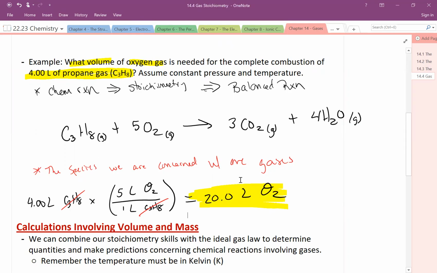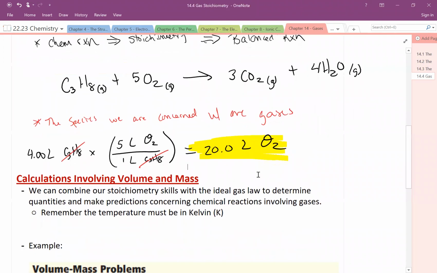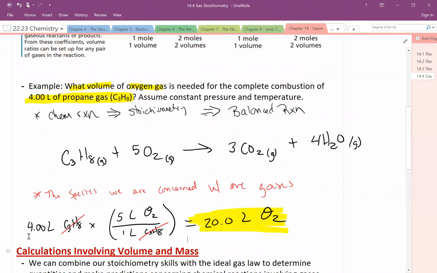Interesting. Bad news if you are competing with propane to use this oxygen, because you can see a little bit of propane takes a lot of oxygen. And we need oxygen to maintain homeostasis. Anyway, so good stuff.